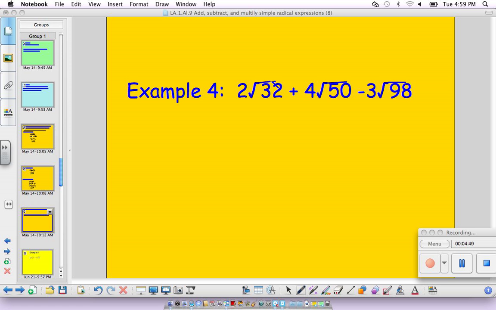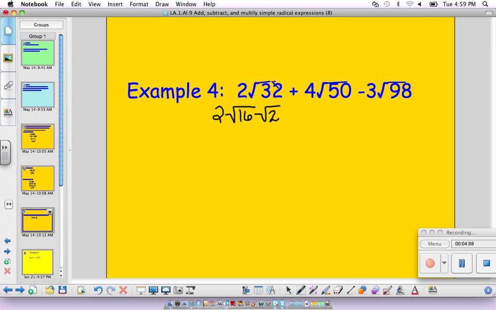The first one breaks down into 2 times the square root of 16 times the square root of 2. Now, on this one, the square root of 32, I want you to look. You could have also broken it down into 4 times 8.